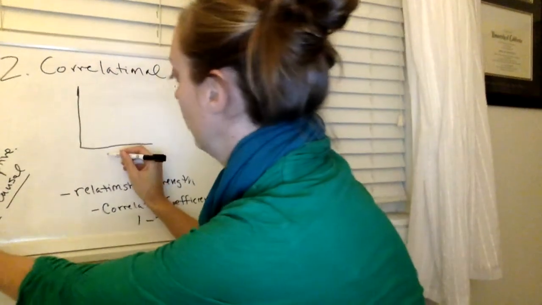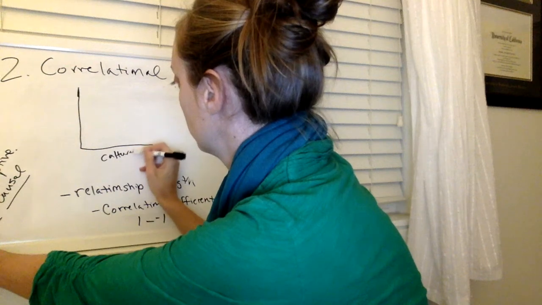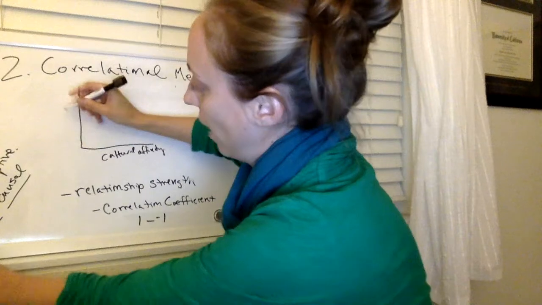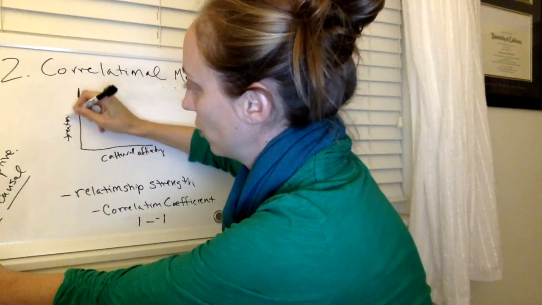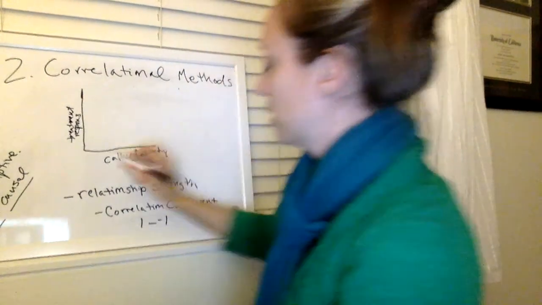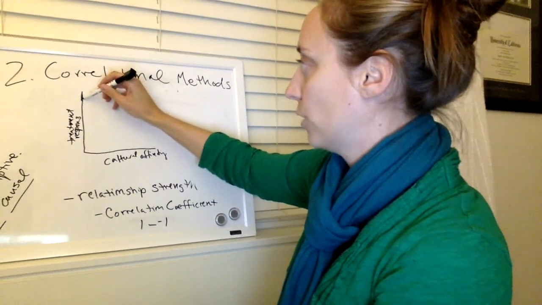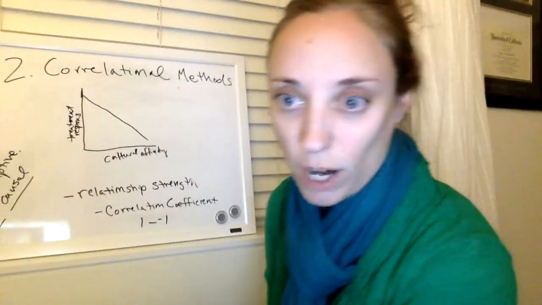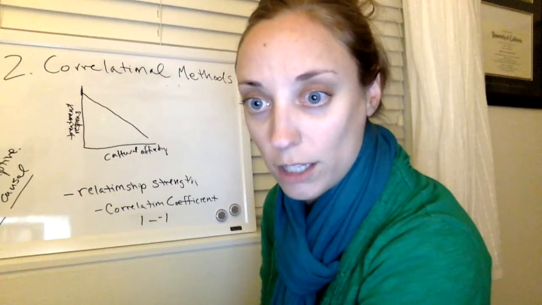So you have cultural affinity, and you have responsiveness to treatment, or treatment response. And that means the stronger the cultural affinity, the less they're going to respond to treatment. So what have I just described here? I've just described a negative relationship. So again, the opposite of what we were just talking about.